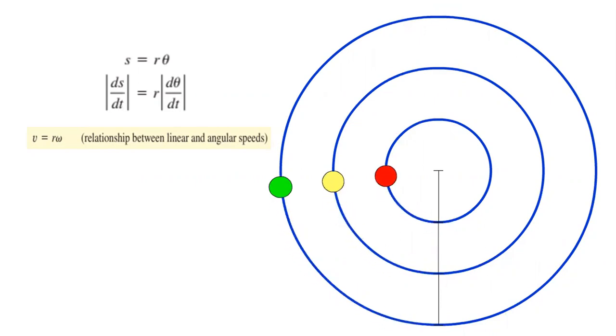As you can see in the figure, as a particle has higher radius, it has a greater linear speed. Comparing the three dots, the green dot has a greater linear speed compared to the red one, which is closer to the center of the circle.